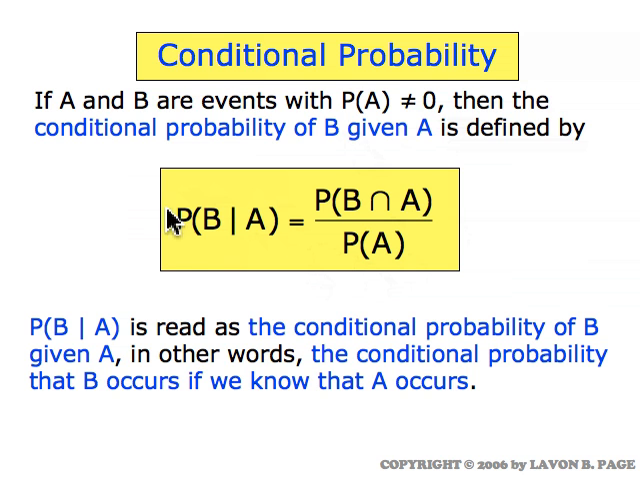So the way we read this, when we see this notation, P of B and then a vertical line and then A, we read this as the conditional probability of B given A. So what we're thinking of intuitively is what's the probability that B happens if we know the information represented by the event A, that is, if we know that A occurs.